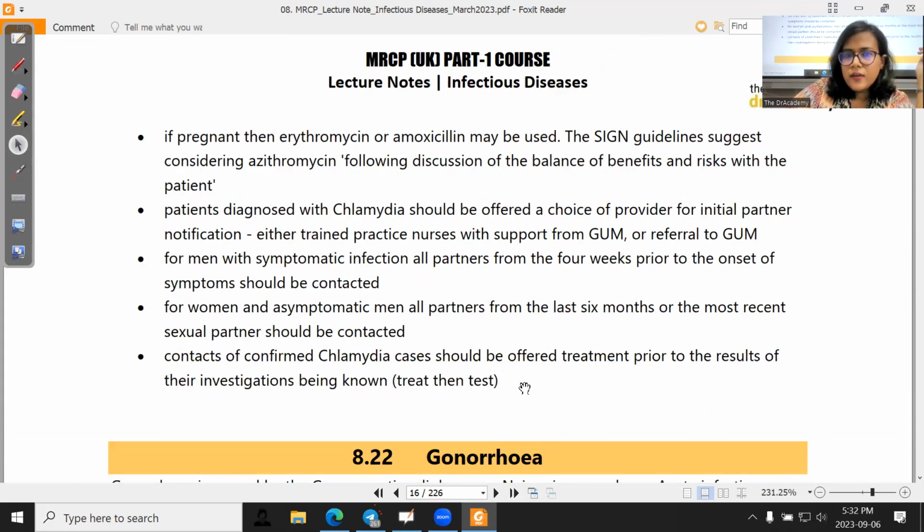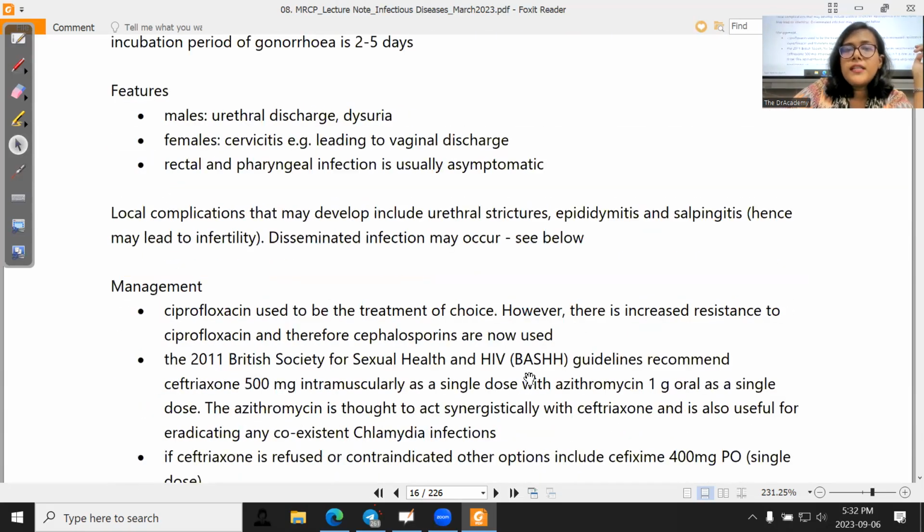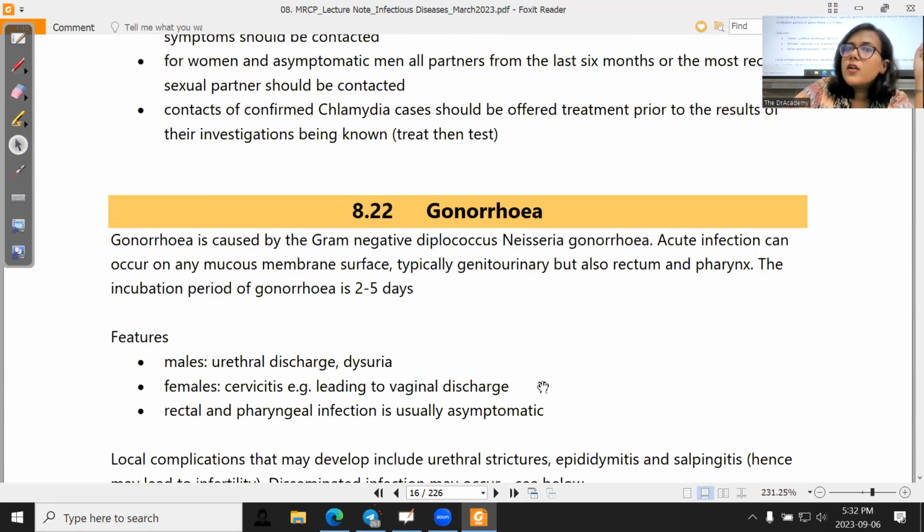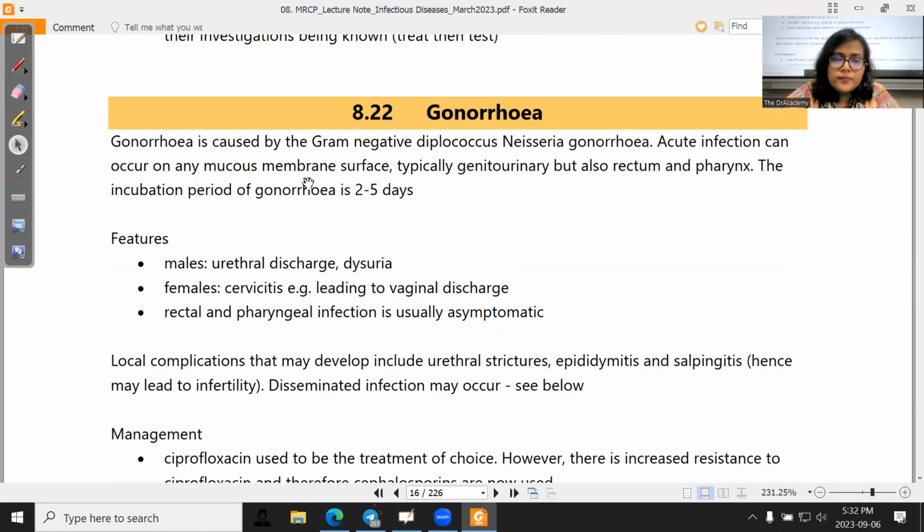So for treatment of chlamydia, what will be the antibiotic then? Doxycycline. But if in the option there is mention of doxycycline and azithromycin, which one would you prefer? Azithromycin. Why? Single dose. Yes. Okay. So for any question from chlamydia, it's very important.